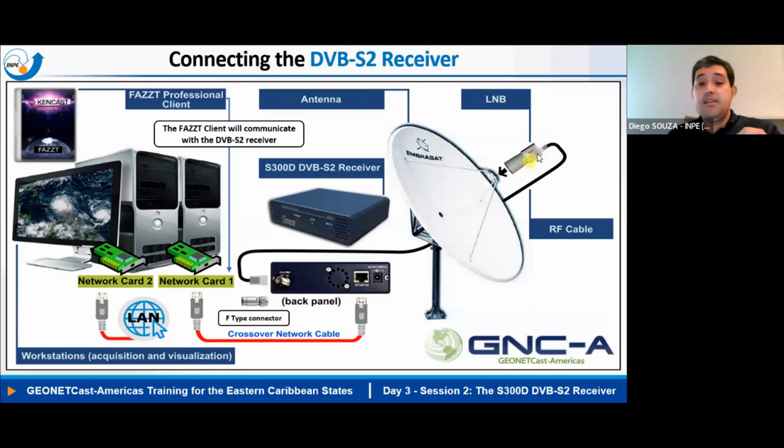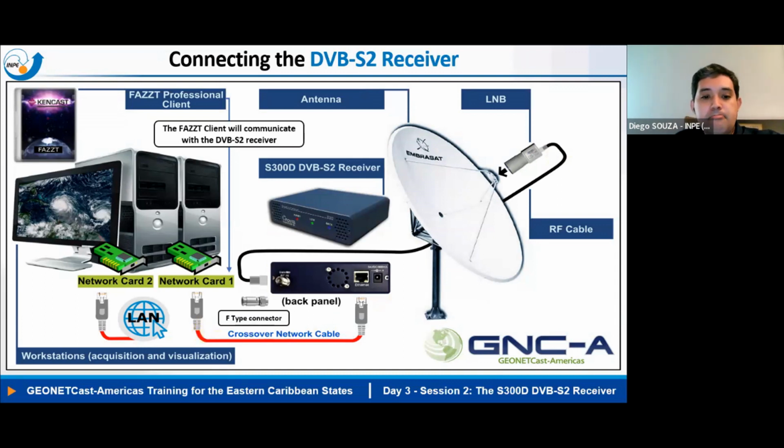Also, the LNB needs power for the circuitry, right? For the amplification and other signal processing. So the receiver provides power to the LNB through this cable here, okay? And to communicate with the fast client, which is the ingestion software that is installed in the data acquisition server, we need to use a crossover network cable, like this one I have here, right? This is a crossover cable, right?